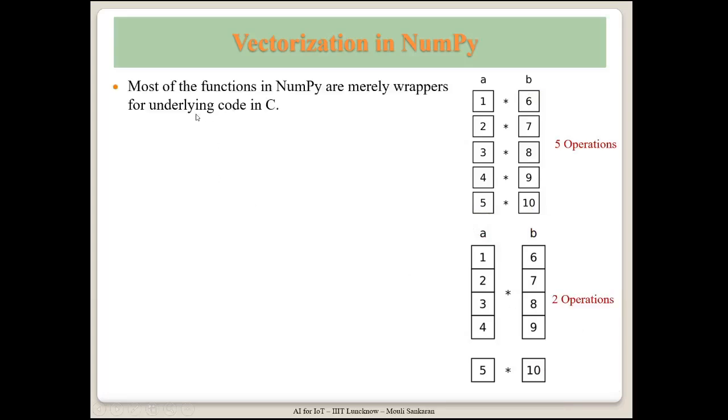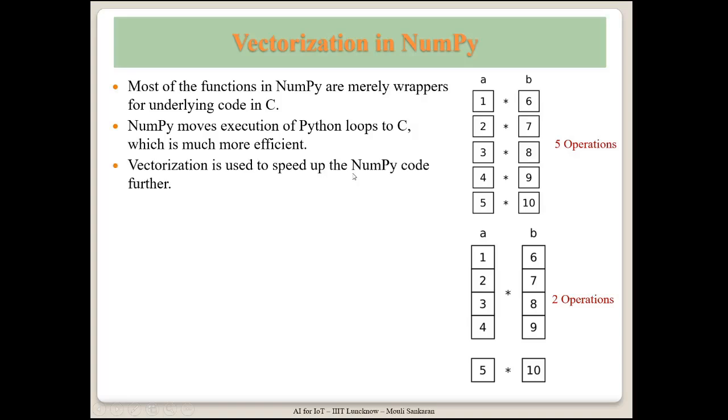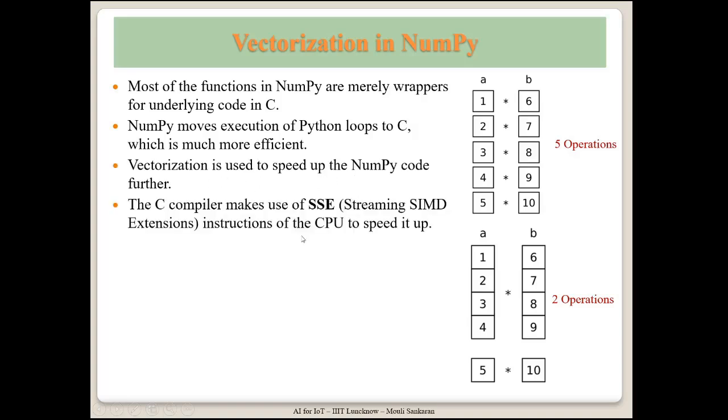Now let me explain that. Most of the functions are in C, so instead of Python loops, it executes much more efficiently in C. It speeds up the NumPy code further by using the Streaming SIMD Extension. What I mean by a streaming SIMD instruction is similar to the SIMD instruction I showed you, but you need to use a different instruction. If you use the normal mul instruction, it will not be performed using the SIMD architecture.